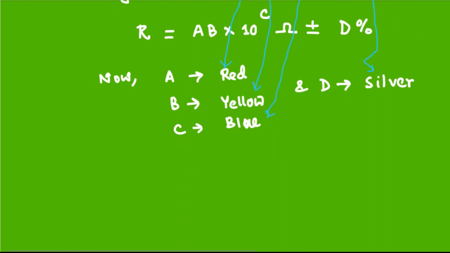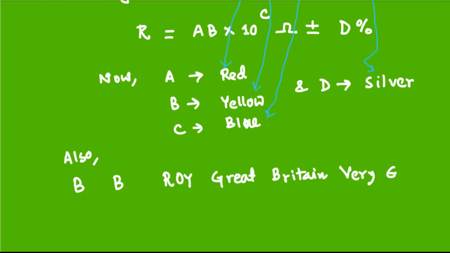If we write down the code or the sentence to find the value of resistance, BB Roy of Great Britain has a Very Good Wife, and the values will be 0, 1, 2, 3, 4, 5, 6, 7, 8, and 9.